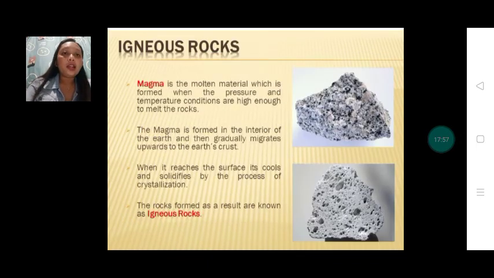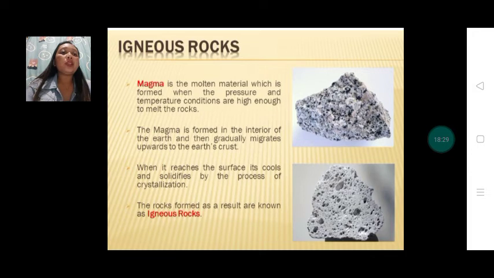Okay, so now let's find out about igneous rock. Magma is the molten material which is formed when the pressure and temperature conditions are high enough to melt rock. So it starts with magma, which is very hot. After the magma is formed in the interior of the earth, it gradually migrates upwards to the earth's crust. And then, when it reaches the surface, it cools and solidifies by the process of crystallization.